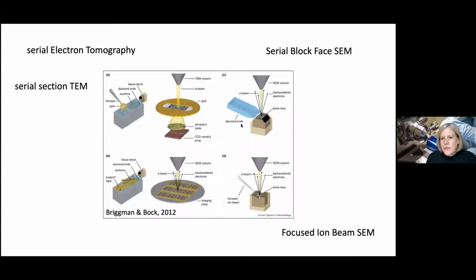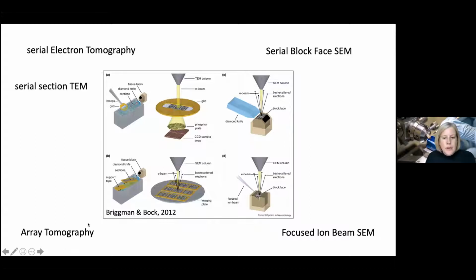And in the last 10, 15 years, there's really been this explosion of the serial block face techniques. So these are now based on the scanning electron microscope. And instead of slicing sections and picking them up onto grids, the cutting is done in situ inside the scanning electron microscope. In the serial block face, that's done with a miniaturized ultramicrotome and a diamond knife. And in the focused ion beam, that's done with a beam of gallium ions, which sputter away very thin layers of material from the sample surface. So cutting up here is around 50 nanometers thick, and down here is about 5 nanometers thick.